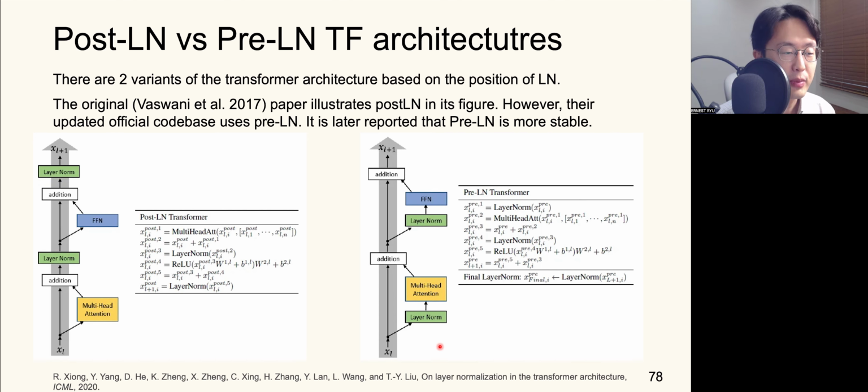In future research, people eventually arrived at the consensus that the pre-LN transformer is more stable. So this is the transformer architecture that you should use and consider. Pre-LN is the better transformer compared to post-LN. But even though most people in the know agree that post-LN transformer is worse compared to pre-LN and therefore should not be used, the original figure from the Vaswani et al. 2017 paper does illustrate this version of the transformer, and that figure is still all over the place. So I'm warning you, don't be confused by that figure. That figure shows the old, outdated version of the transformer. Use the pre-LN transformer.